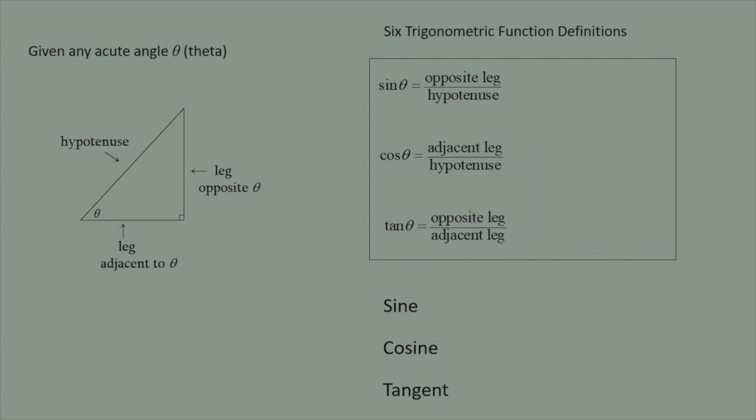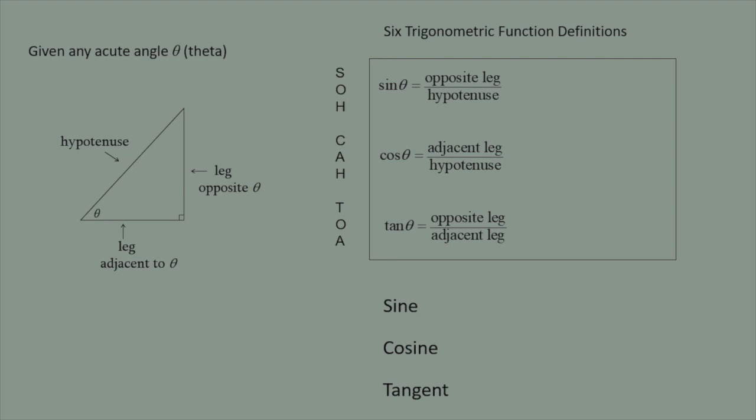A common way that people remember these definitions is SOH CAH TOA. SOH stands for sine is opposite over hypotenuse. CAH is cosine is adjacent over hypotenuse. And TOA is tangent is opposite over adjacent.